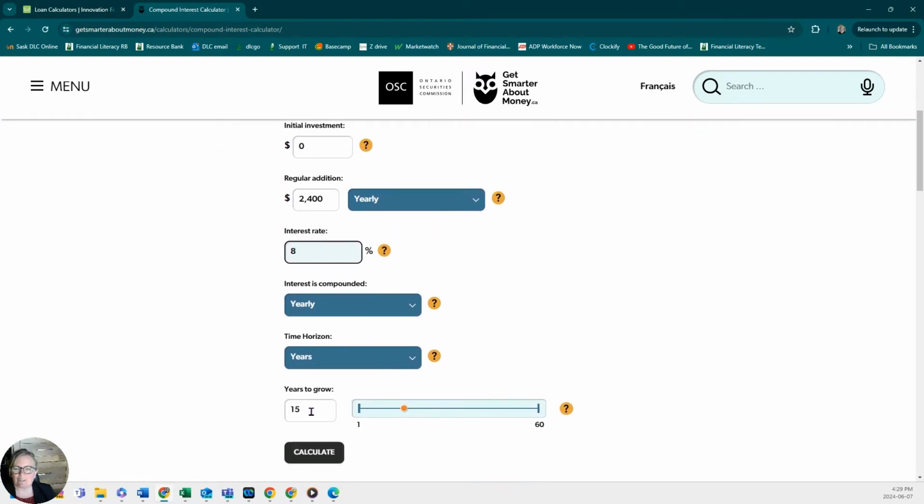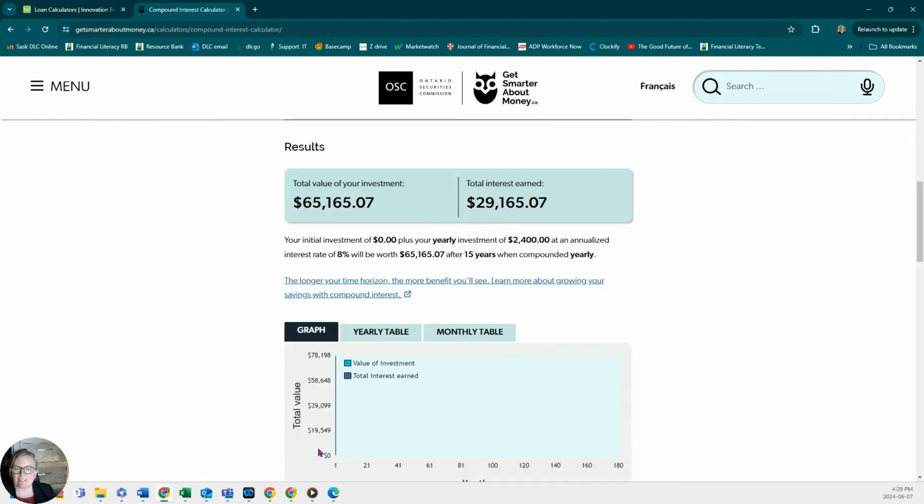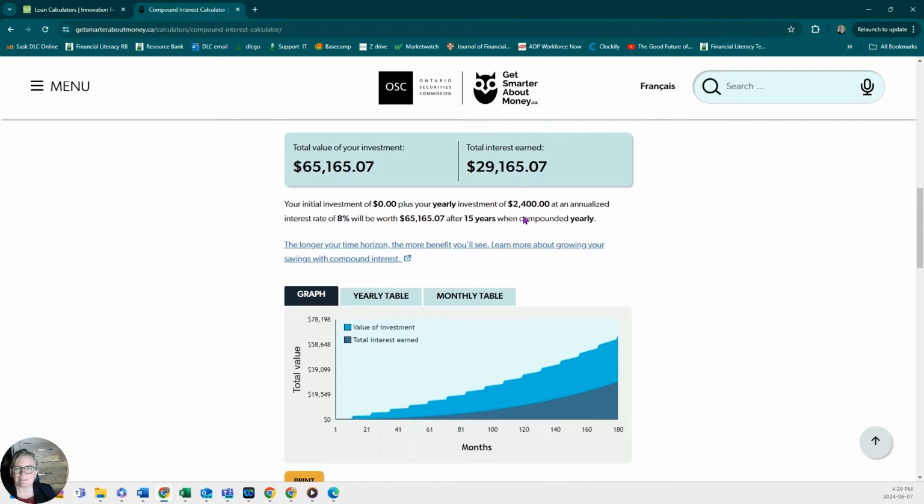So $2,400 for 15 years. That's $200 a month, 65,000. Just about half of that 65 is interest, $30,000 interest. And again, that's free money. And that's the fun part about investing, is you can really see investments grow.